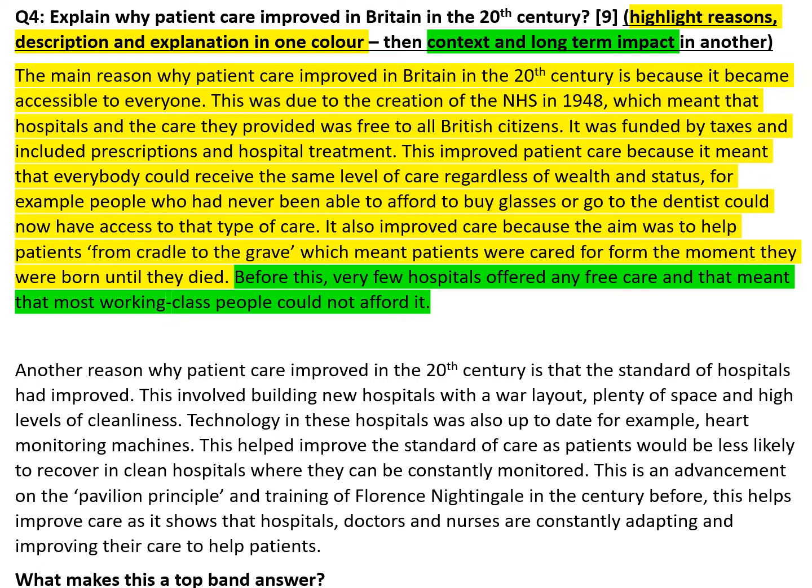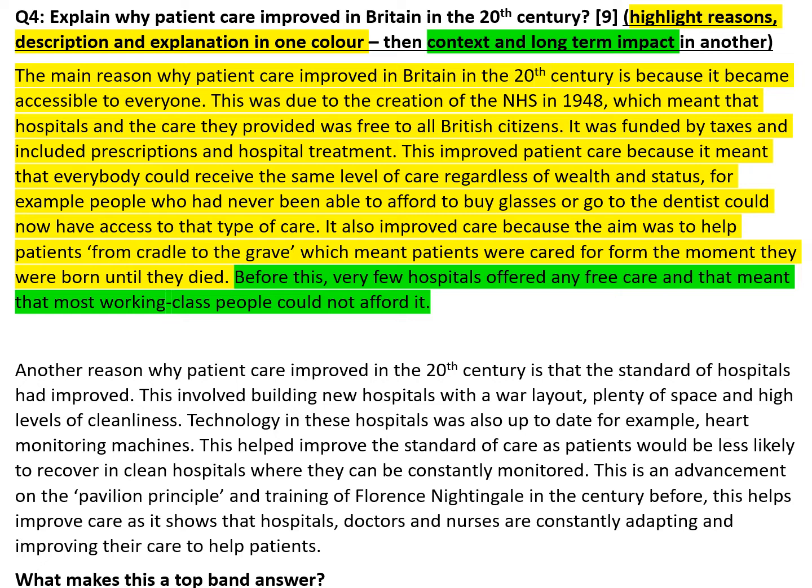Explain why patient care improved in Britain in the 20th century. So that means you are only giving reasons why patient care, so hospitals, improved in the 1900s. So I don't care about medieval, I don't care about the Industrial Revolution, I care about the 1900s. What is the magic number? 2. So you should be giving me at least 2 reasons why patient care improved in the 1900s, using the explain chain for each.